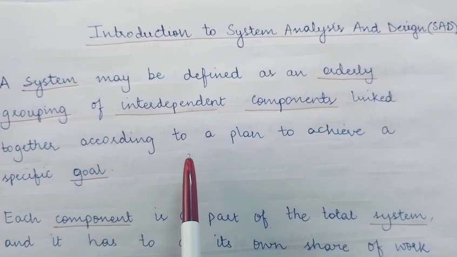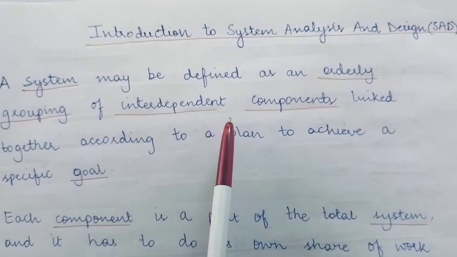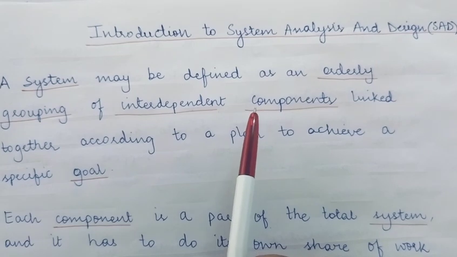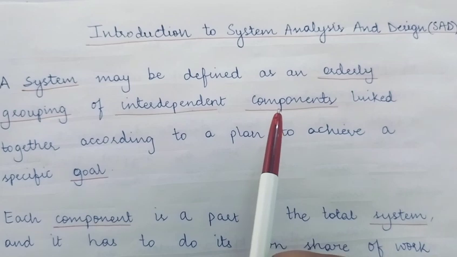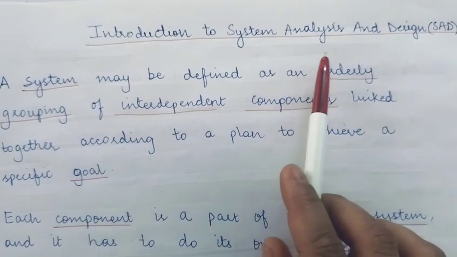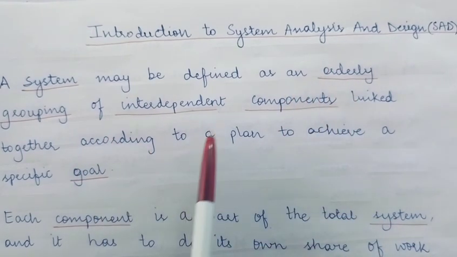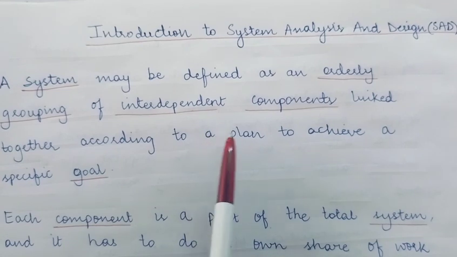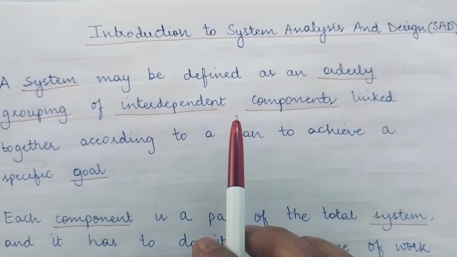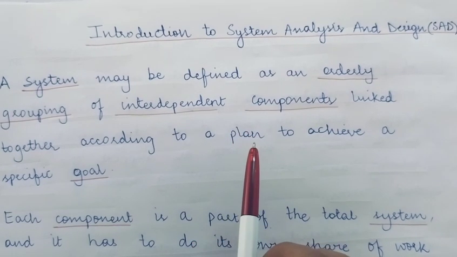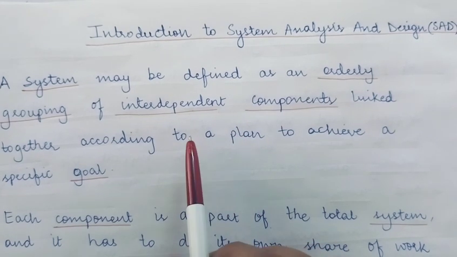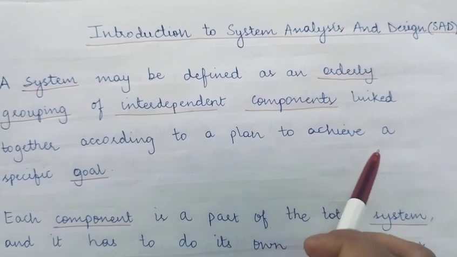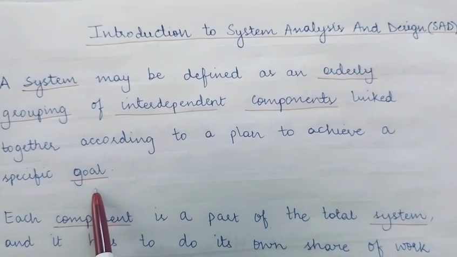So what does this system comprise of? It consists of various components. These components are interdependent upon each other. How are these components arranged in the system? They are arranged in a specific order, hence orderly grouping. And then these components are linked to each other because they are interdependent upon each other. As I said, the functioning of one component depends upon the functioning of another component. So these components have to be linked together, obviously according to a plan, so that you can achieve the specific goal of the system.